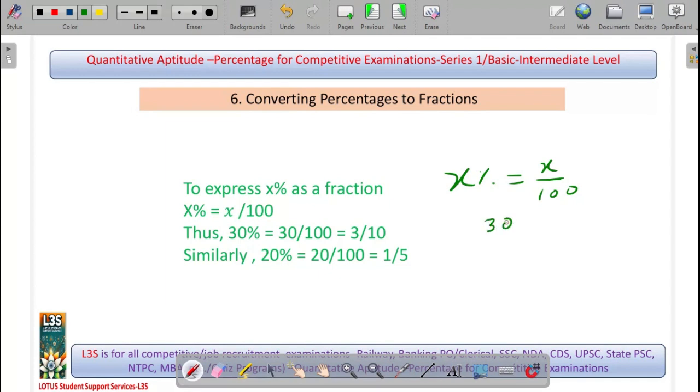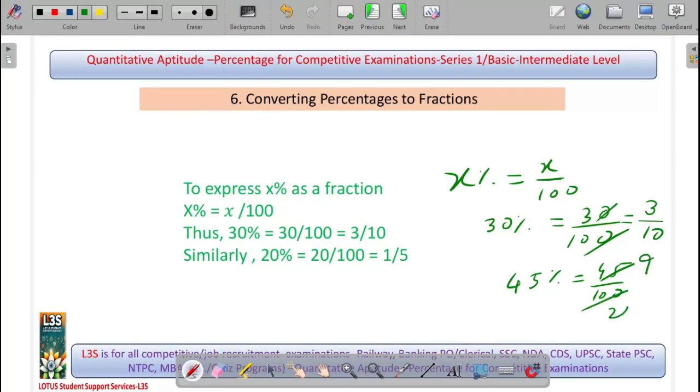So here we have 30%. So 30 by 100. Simplify it, 3 by 10. This is the fraction. 20%, similarly, 20 by 100, then we will get 1 by 5. 45%: 45 by 100. Simplify it, 5, 9, 20. So it will be 9 by 20, like this.